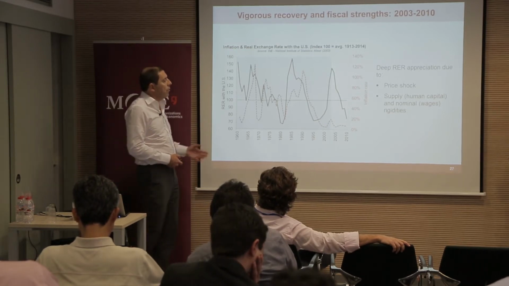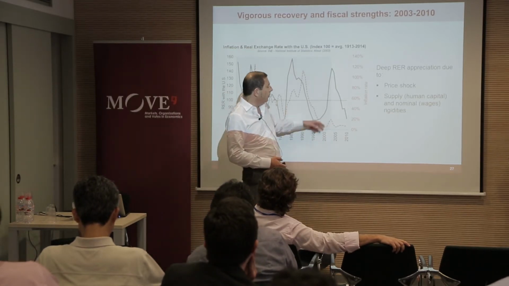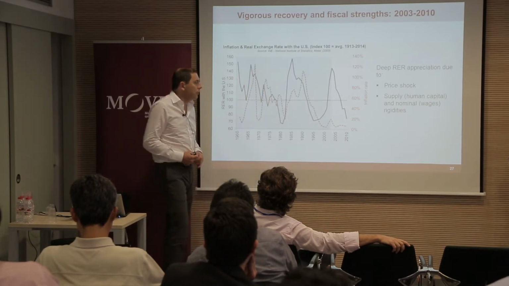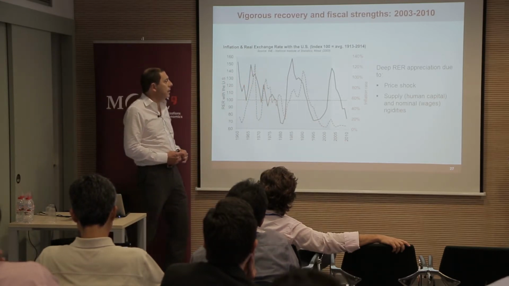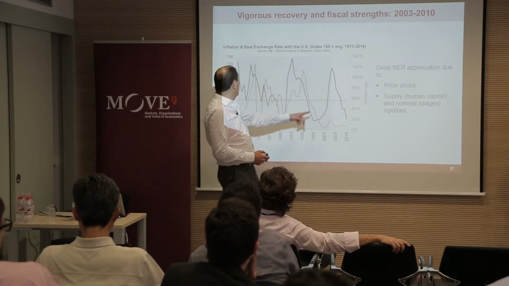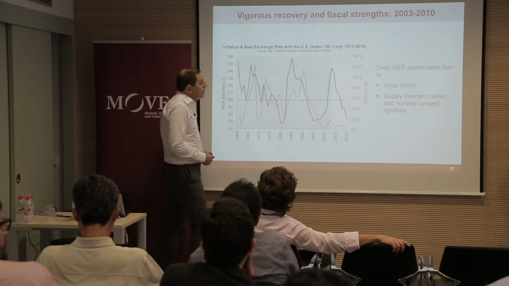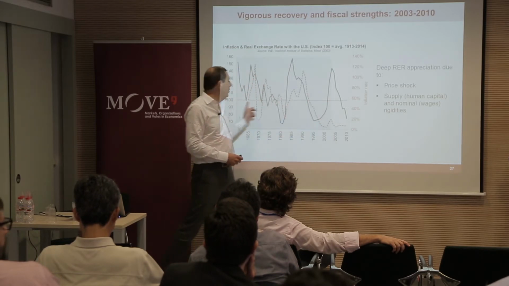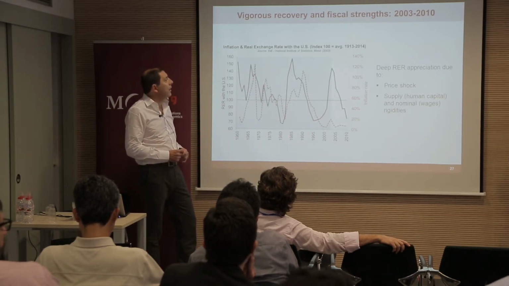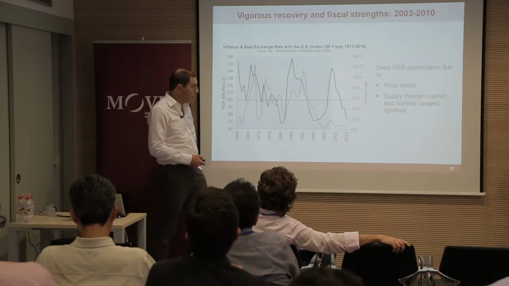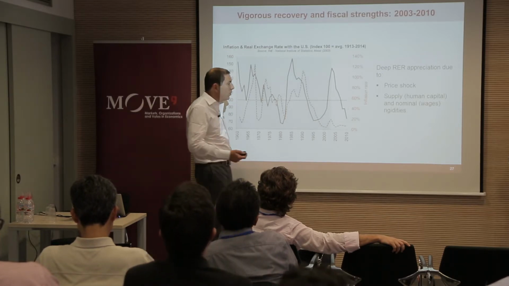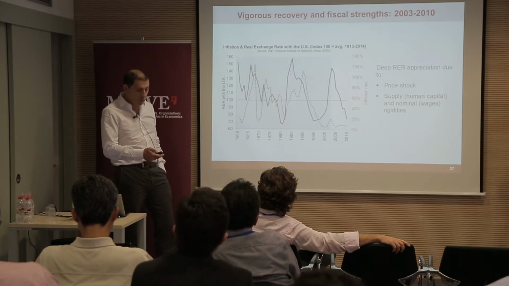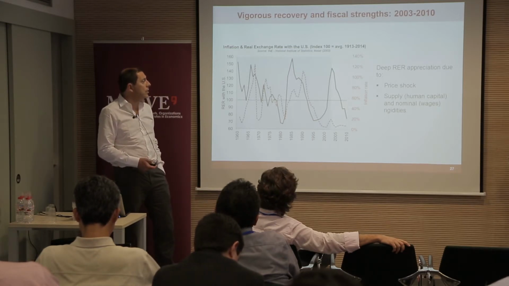As you can see here, we maintained an inflation around 9%, 8% in the last period. But we also have here an important appreciation of our real exchange rate. We are outside of the average of the last century. So we are expensive in dollars, and we are now trying to introduce a correction of this during this period.